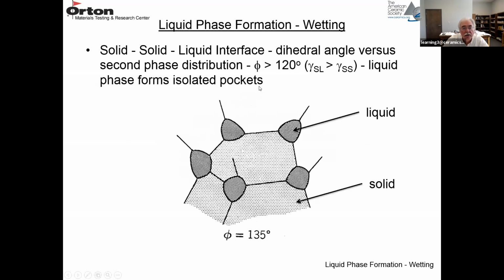So we can look at this angle, the dihedral angle, versus how the phases are distributed. If the dihedral angle is greater than 120 degrees, that means gamma SL is greater than gamma SS, and the liquid phase is now in the form of isolated pockets. Here's an example where the dihedral angle is 135 degrees. You have your solid grains, and now the pockets of liquid are isolated, so the reaction between the solid and liquid is restricted. They're not penetrating grain boundaries.